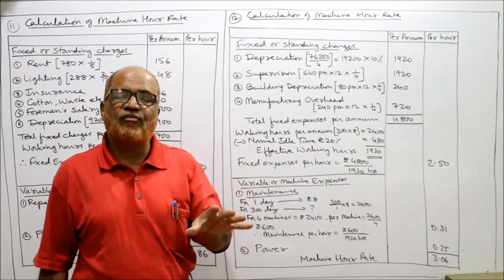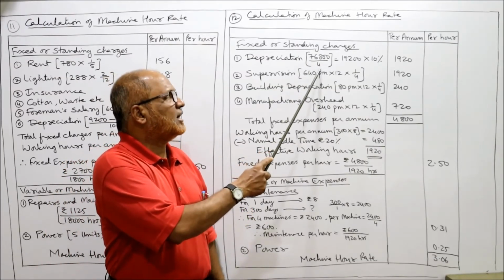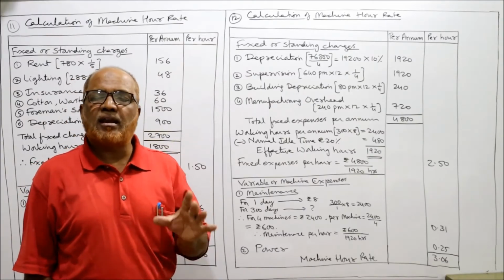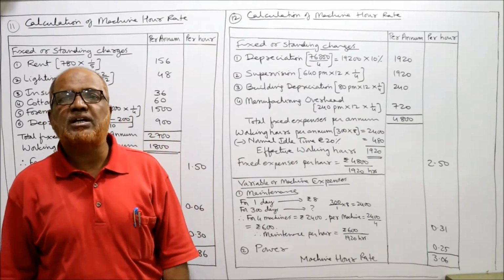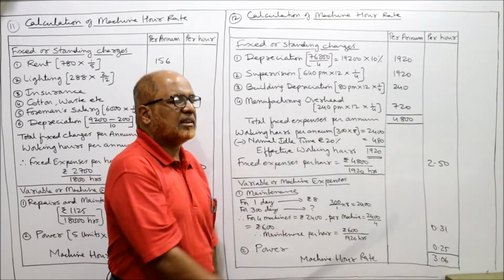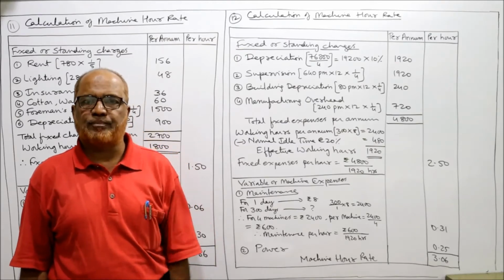76,800 is the cost of 4 machines. But we need it for one machine. So 76,800 divided by 4, 19,200 is the cost per machine. And the rate of depreciation is given in the problem, 10%. So 19,200 at 10%, 1,920 is the annual depreciation for every machine.